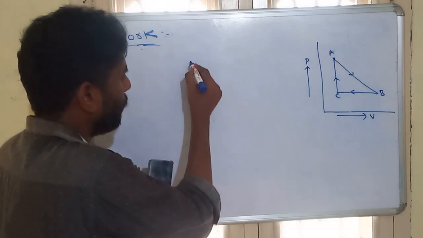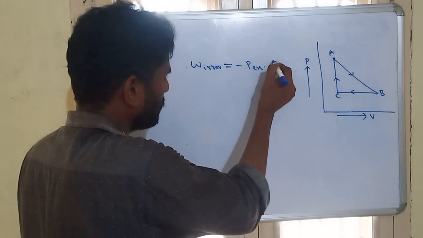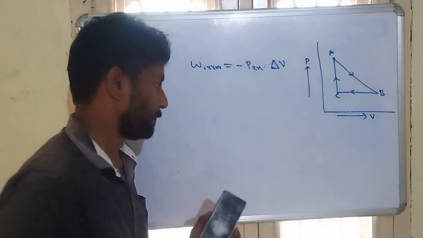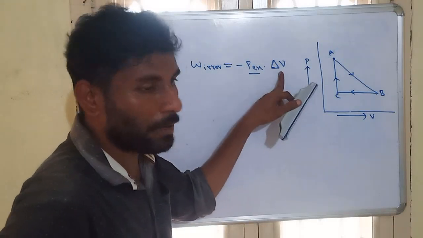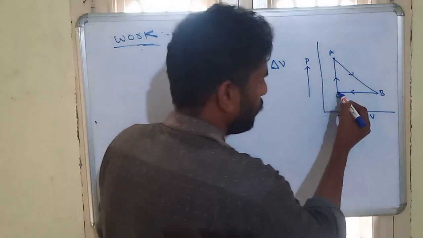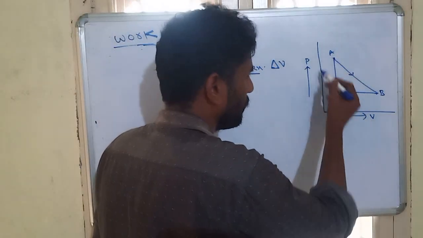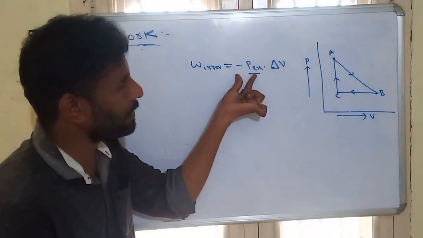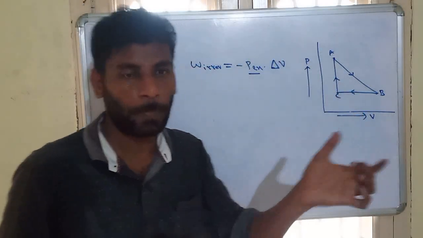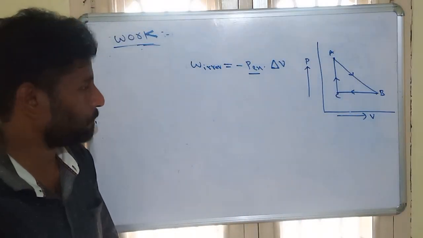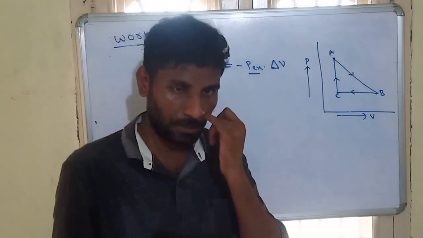But if you have to calculate from the formula, the irreversible work formula will be minus Pex into delta V. This Pex is constant external pressure. Delta V is the change in volume. Here volume is changing, pressure is constant. But here volume is constant, pressure is changing. When pressure is changing, we cannot apply this formula. This formula is only applicable to a constant external pressure: work irreversible is minus constant external pressure into change in volume.